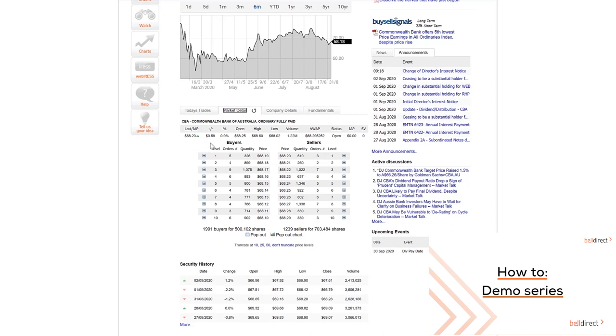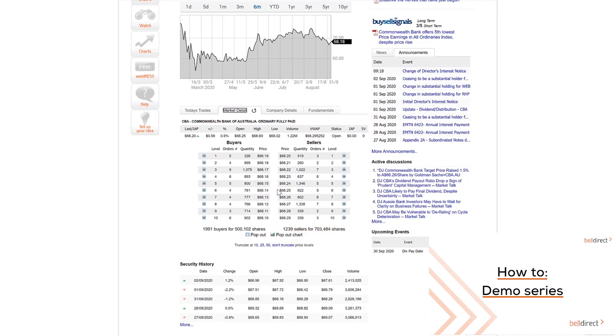You can see the day's percentage move, where the stock opened, the highest price it reached, the low for the day, the number of trades, and the average dollar amount traded. Down the bottom, you can see the amount of buyers and the number of shares being bought versus the number of sellers and the number of shares being sold.